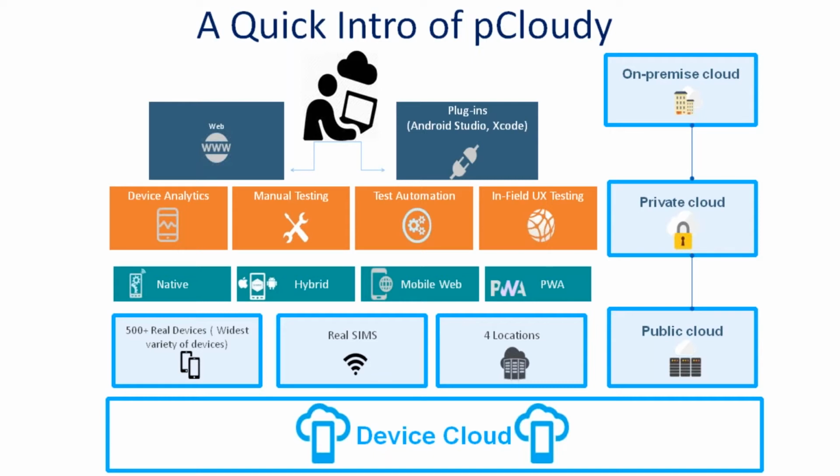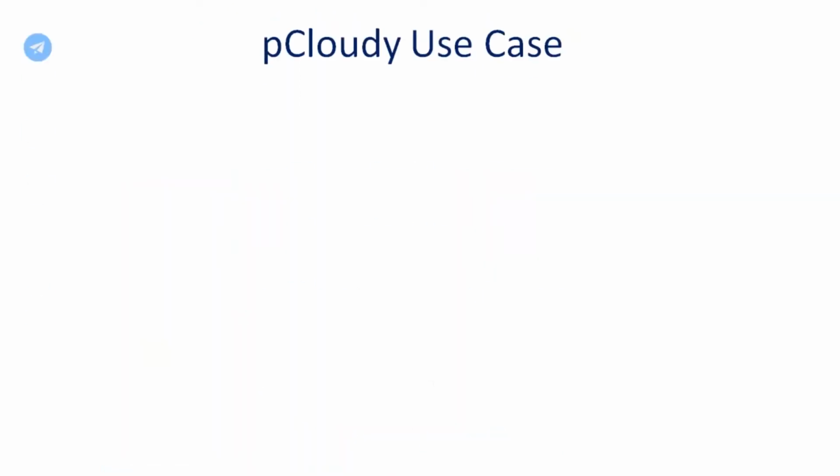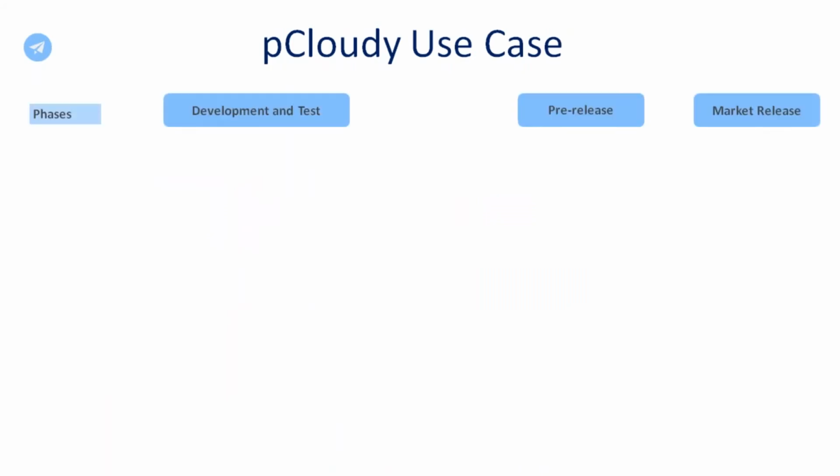Moving on to the next slide, let's see where pCloudy fits in a typical product life cycle. There are 3 phases in product life cycle development: development and test, pre-release, and market release. For simplicity, I have depicted these phases at a minimal level here. These phases might vary from organization to organization, but just to keep it very simple, let's see where exactly pCloudy fits in. We have a very simple depiction here.